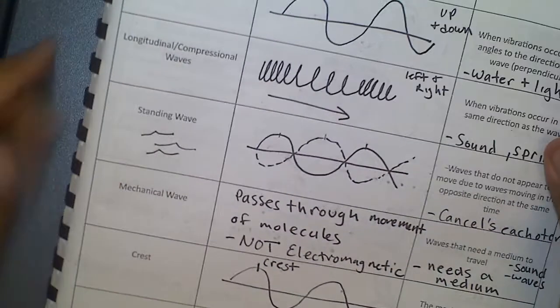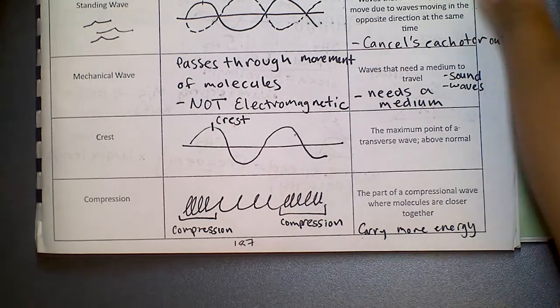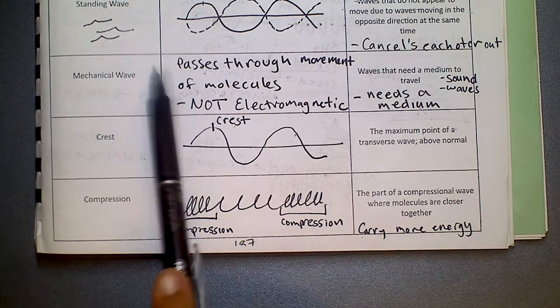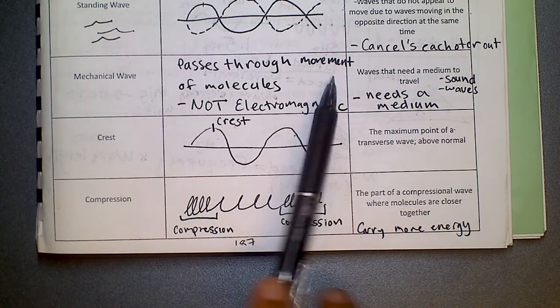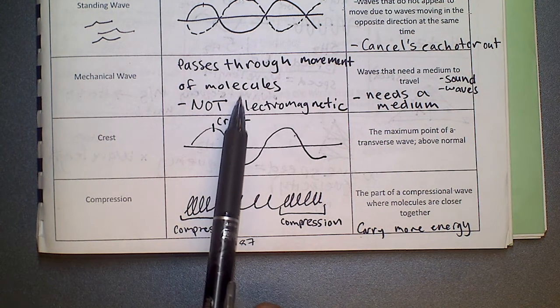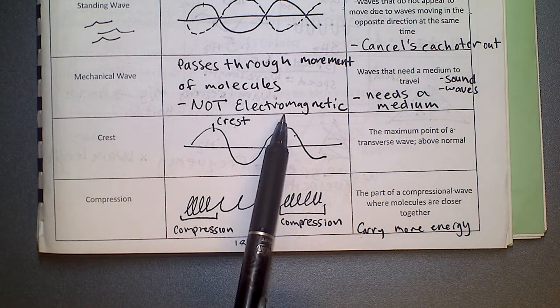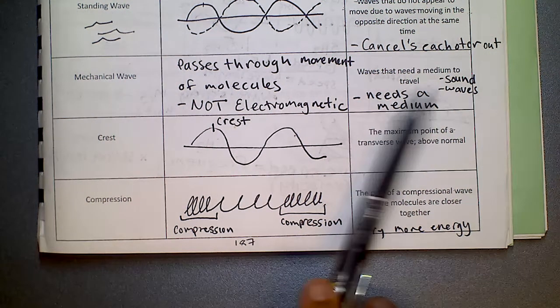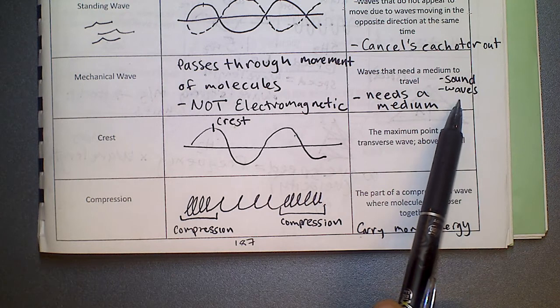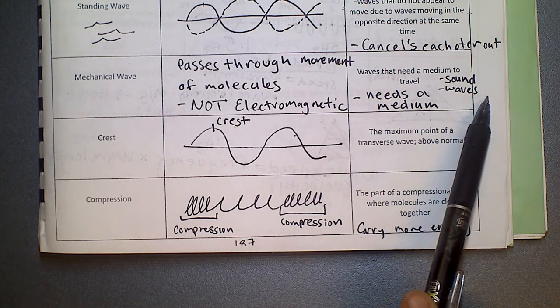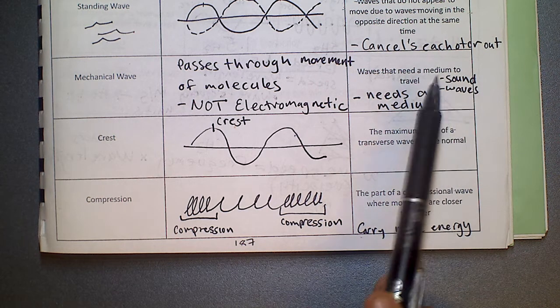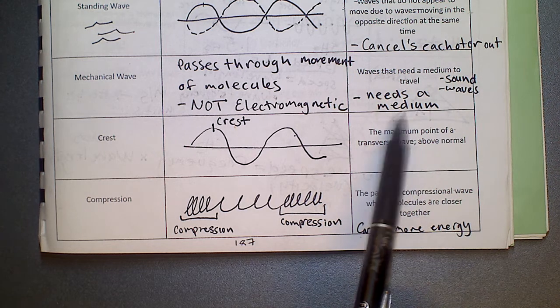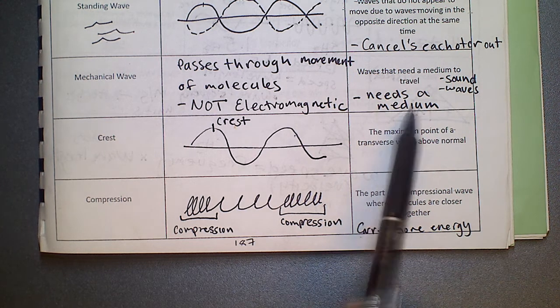Next is a mechanical wave. Sorry about that. So a mechanical wave is any kind that passes through molecules. So this is not an electromagnetic wave, which we'll talk about later. But mechanical waves are everything else, like sound, water waves, types of light. So it needs a medium to go through.